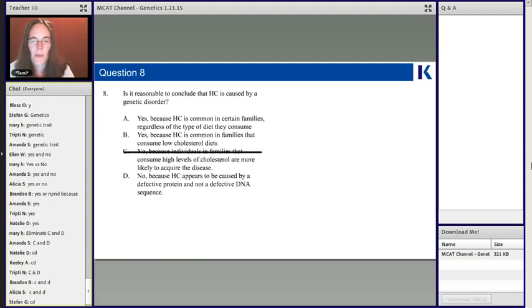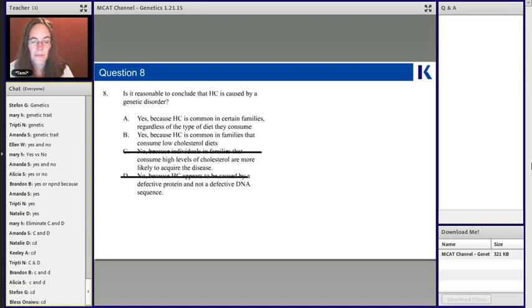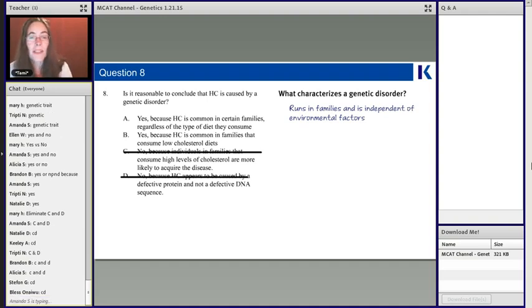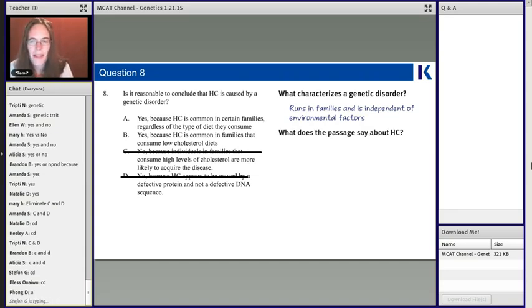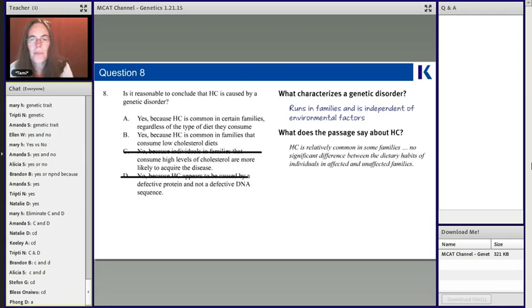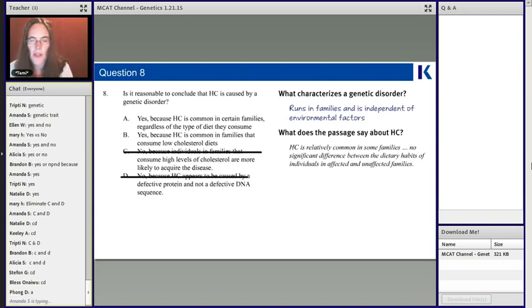C and D, because they both say no. Okay, perfect. So a genetic disorder is characterized, as you guys so aptly pointed out, by running in families regardless of environmental factors. So what we eat doesn't matter if we have this in our family. Now, our passage, what does it say about HC? They said it's relatively common in some families, with no significant difference between the dietary habits of individuals in affected and unaffected families. So we need to know why.